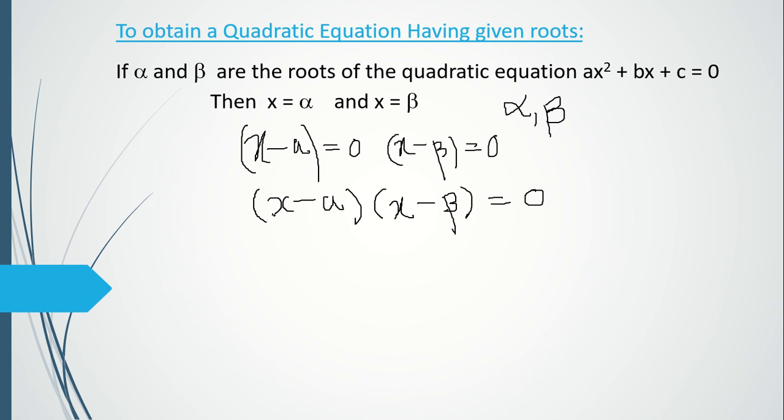Now you multiply the brackets and open. Multiply x with this bracket first. So you get x square minus beta x, minus, then multiply with alpha, alpha x, this is alpha, minus minus plus alpha beta is equal to 0.